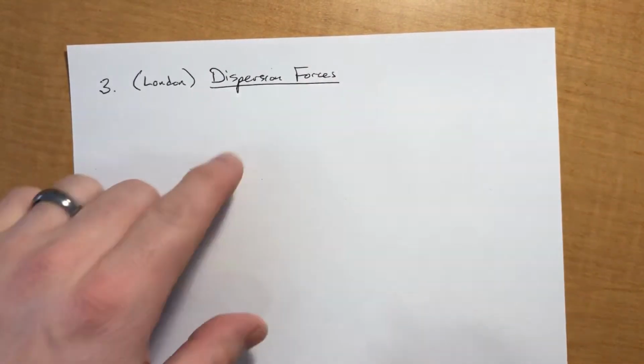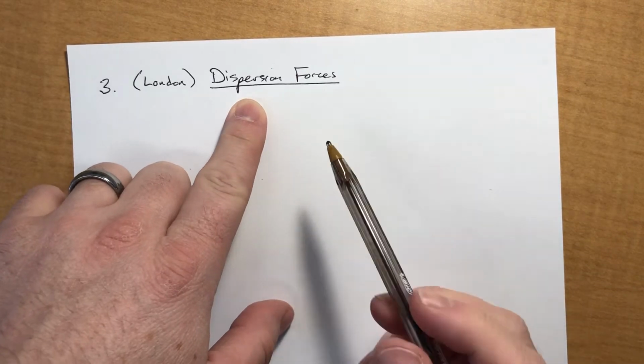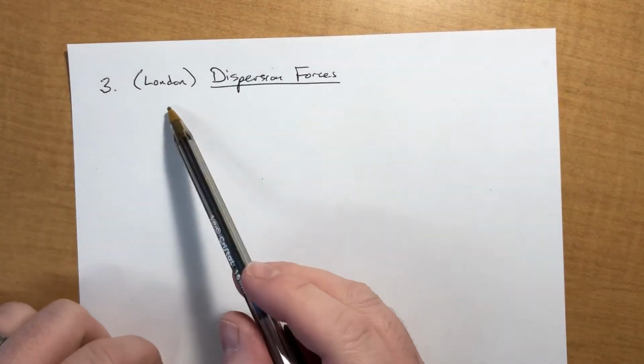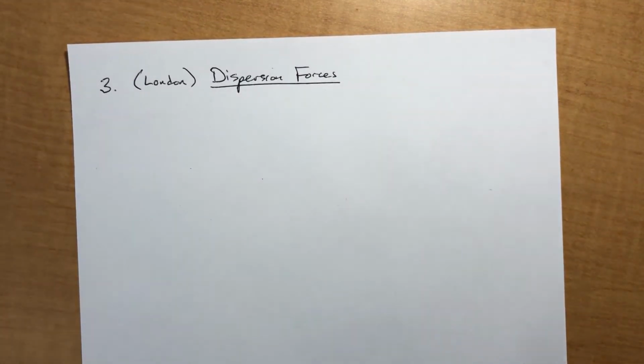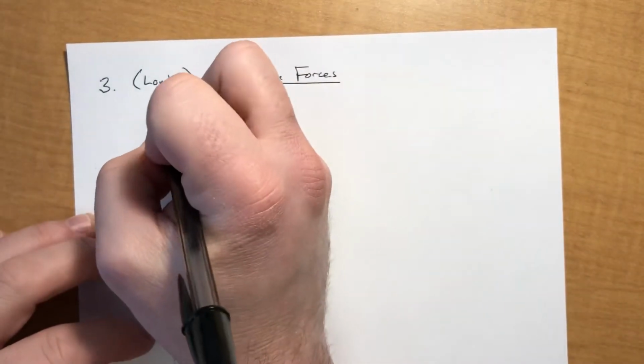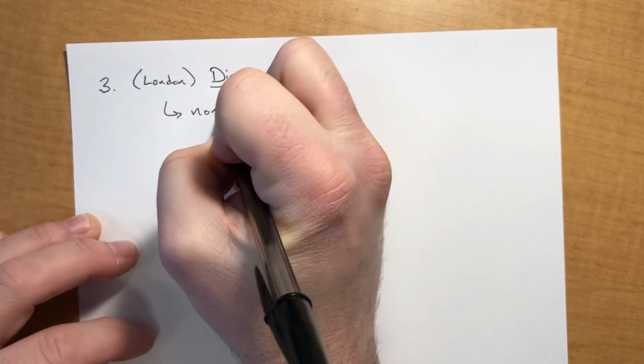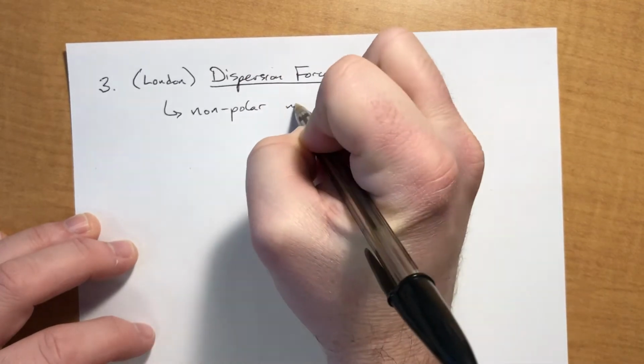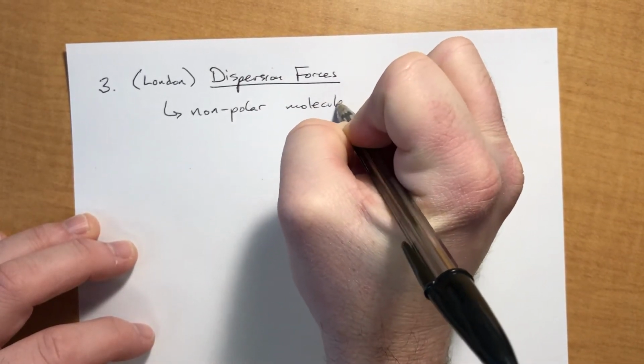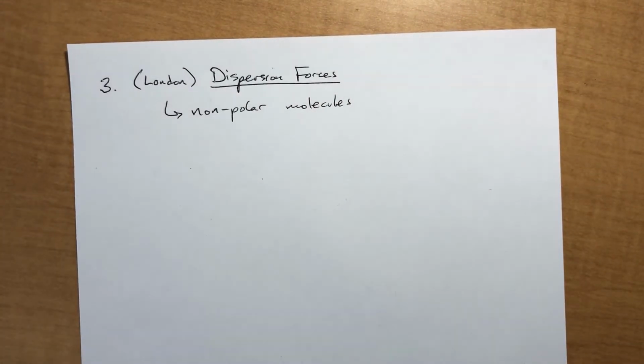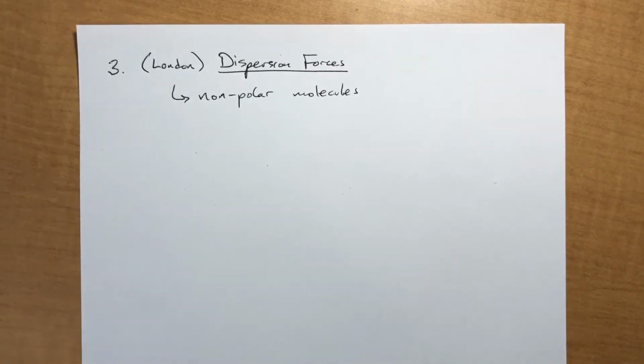A lot of times I'm just going to refer to it as dispersion forces, but some textbooks or maybe the Sapling homework might refer to it as London dispersion forces. They're the same thing. This is how non-polar molecules interact with each other. This one feels a little like the last one, but it seems almost completely random.